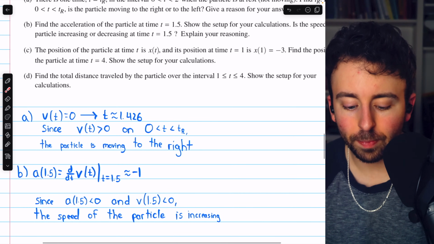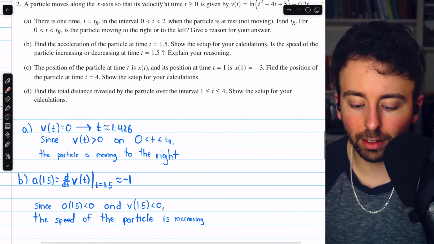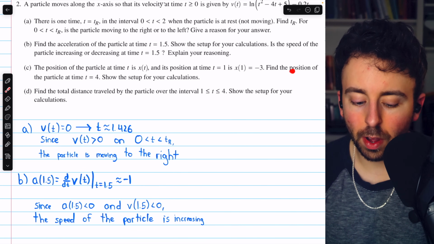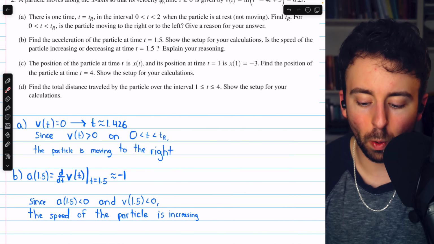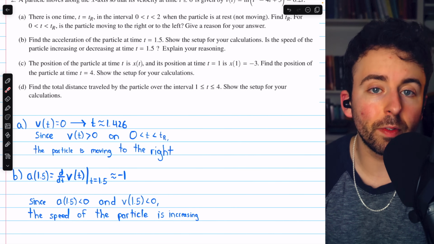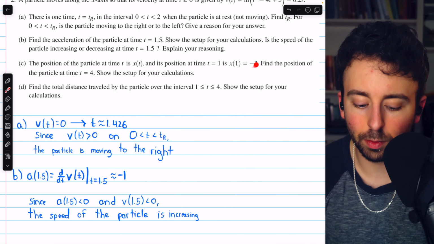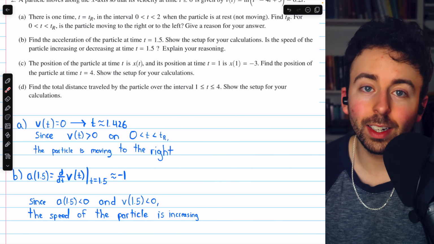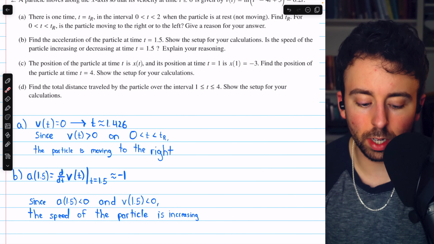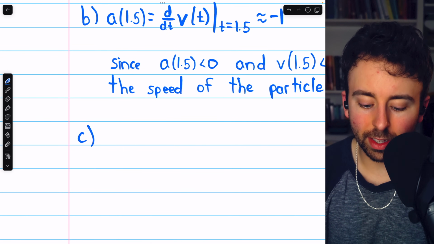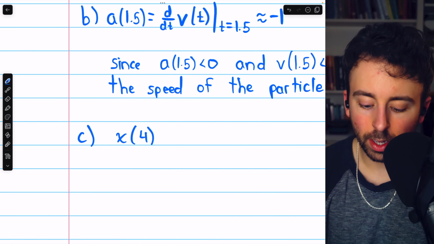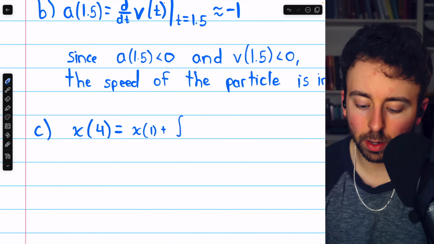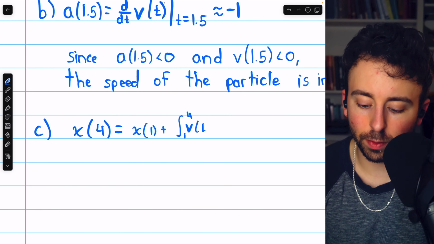Moving on to part C. The position of the particle at time t is x of t, and its position at time t equals 1 is -3. We are asked to find the position of the particle at time t equals 4. To do this, we'll take the initial given position at time t equals 1 of -3, and then we will integrate the velocity, adding up those rates of change, to get us from t equals 1 to t equals 4. So for part C, we can say that x of 4 is going to equal x of 1 plus the integral from 1 to 4 of the velocity function.